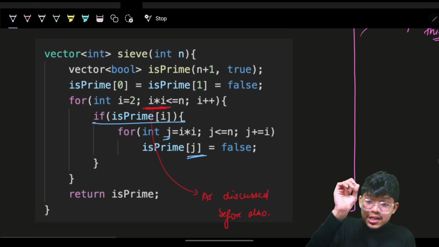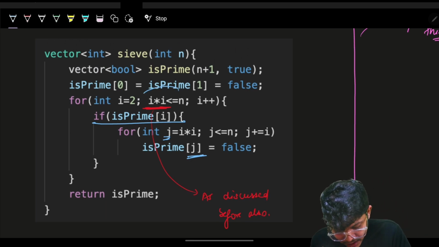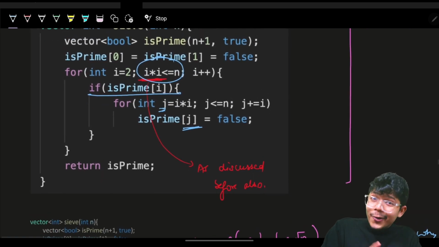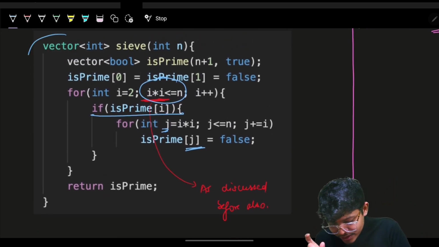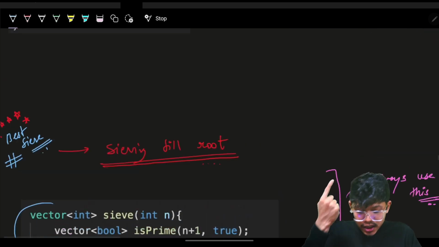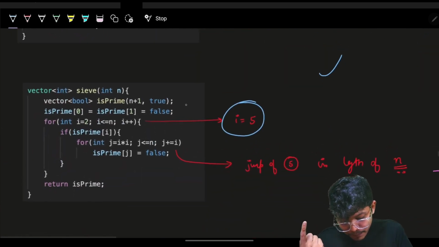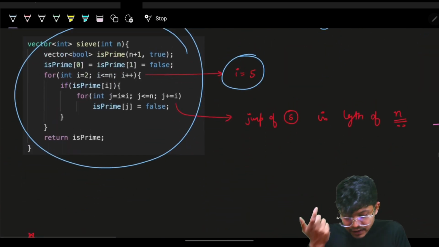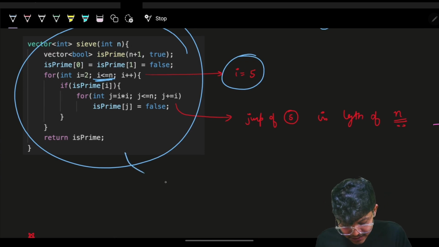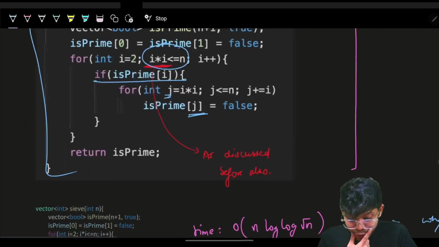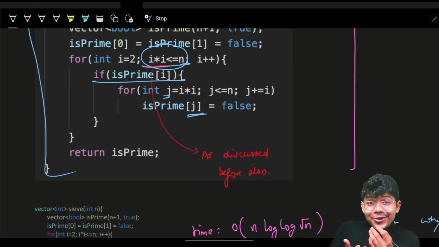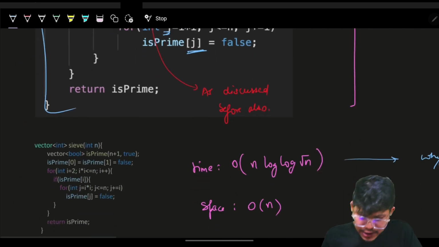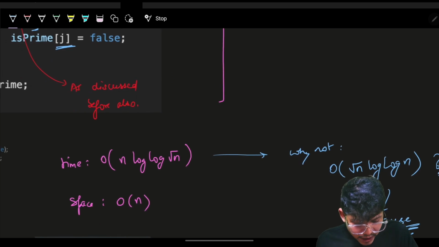So the only change between the above code and this code is this specific change. That's it. Now, as soon as people see this code, they jump in and say, Aryan, in the above code you showed us the complexity, going on i, is O of n log n. That is what you showed. Now you reduced it, so the complexity is O of root n log log n.